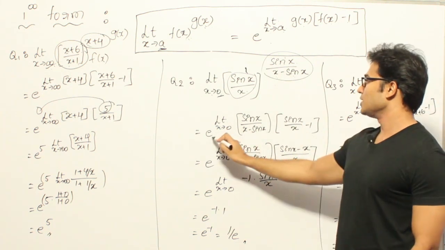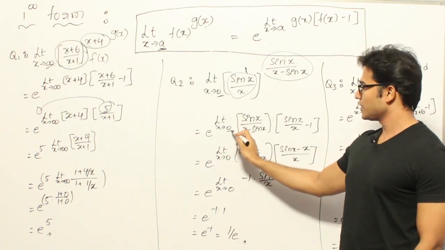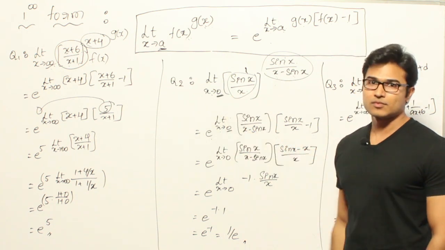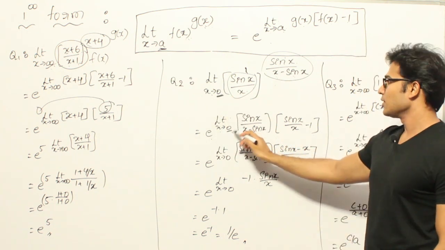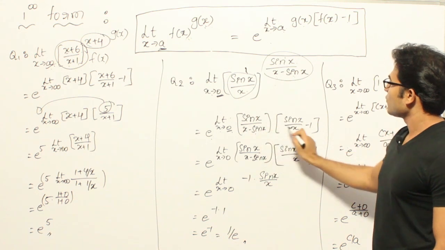So what is that formula? e power limit x tends to 0. Why 0? Because here there is 0. Alright, limit x tends to 0 of g of x into f of x minus 1.